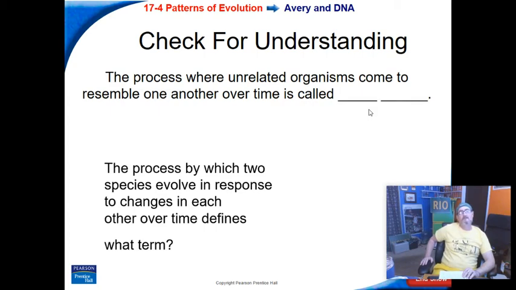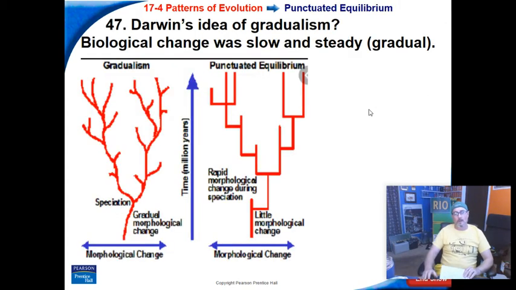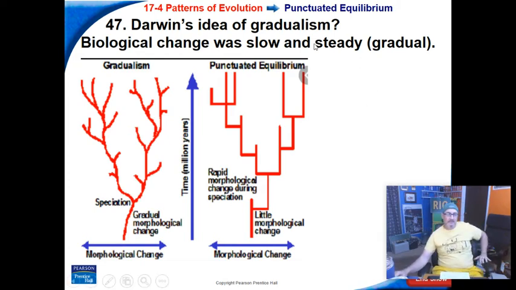Yeah, so that is coevolution, evolving together. That's what the Latin root co means, together. Okay, all right, so gradualism. Darwin thought that evolution took a real long time and it was really slow and steady. And you can see that exemplified by his tree of life.